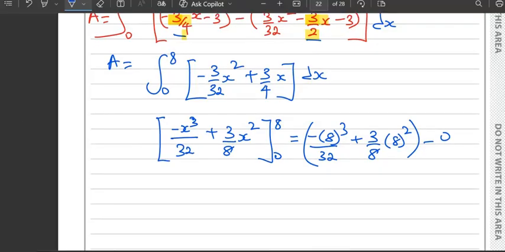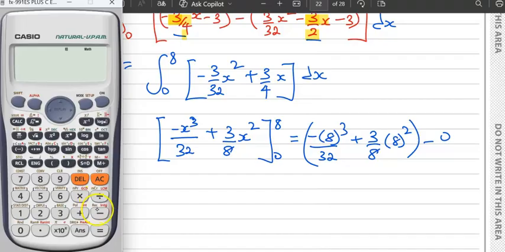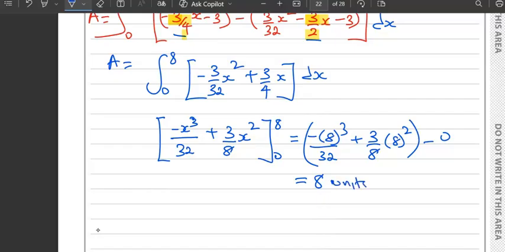We can solve this further using our calculator: negative 8 cubed over 32, then add 3 over 8 times 8 squared. This gives simply 8 square units.